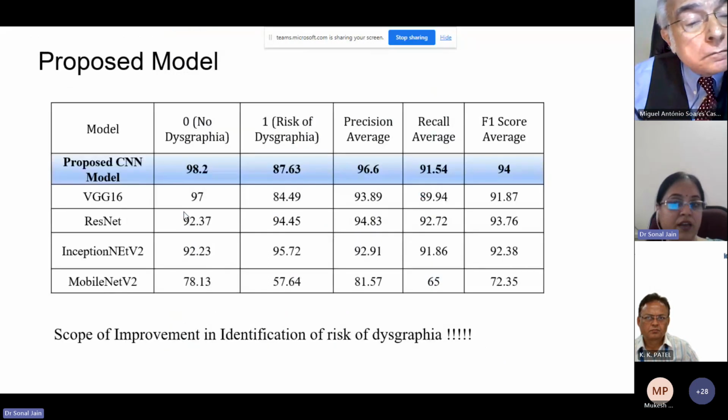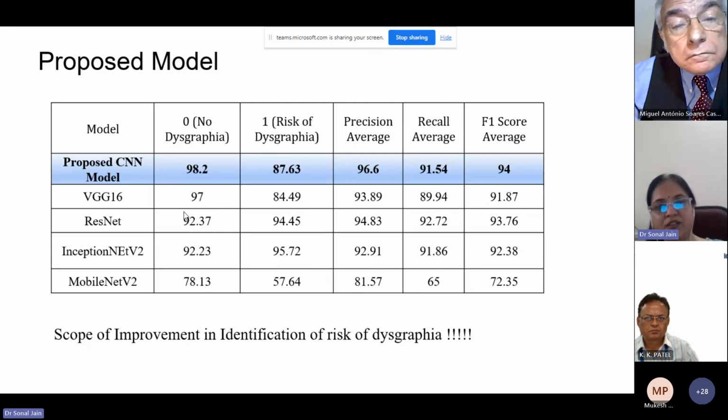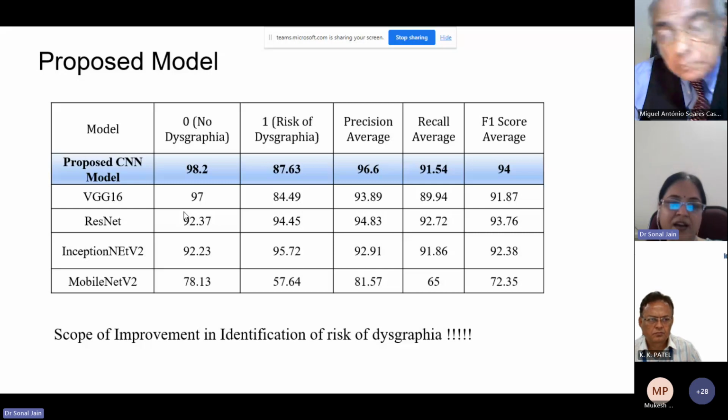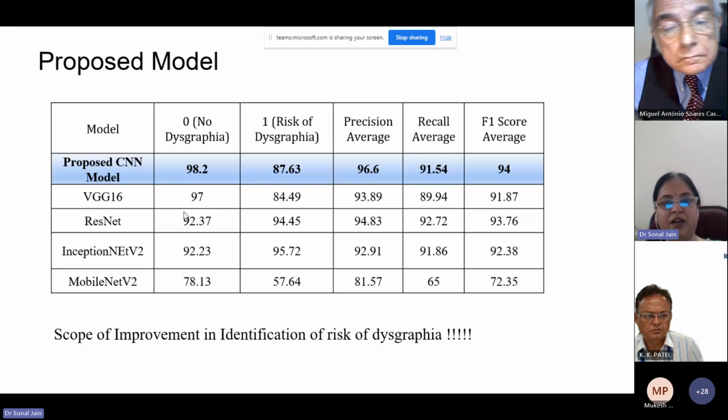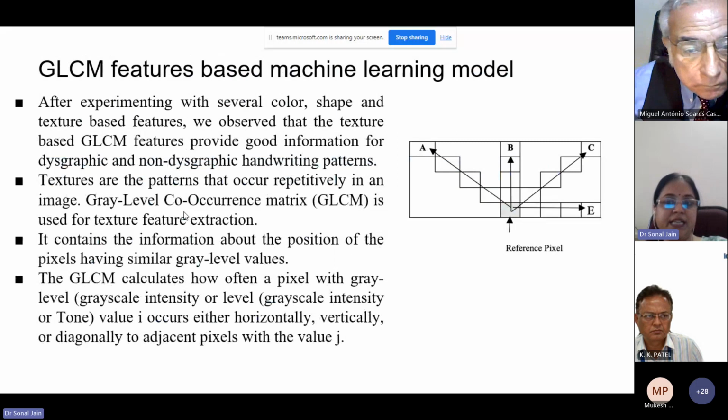And we could receive a good accuracy of 94, but again, when it came to the risk of dysgraphia, it was 87.63. Although I won't say that it was too bad, we still wanted to improve this particular risk of dysgraphia. Third was GLCM.